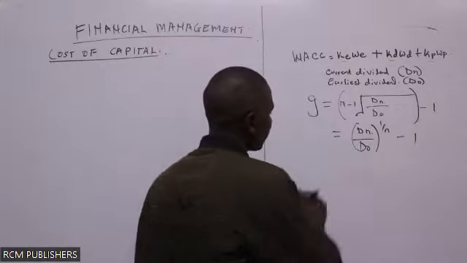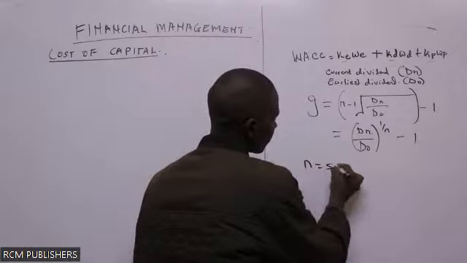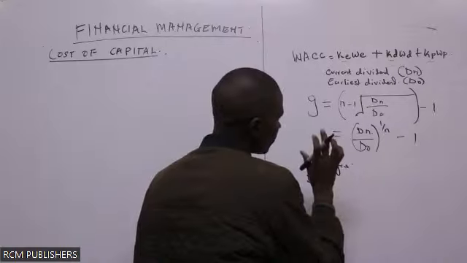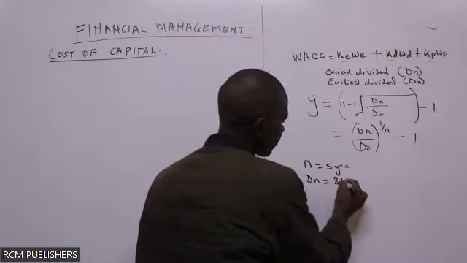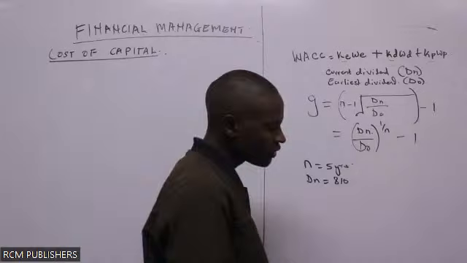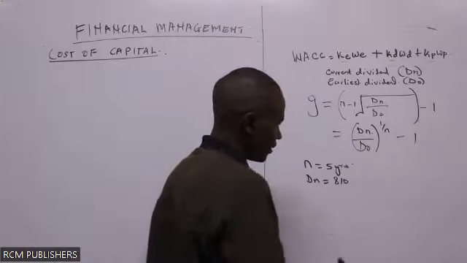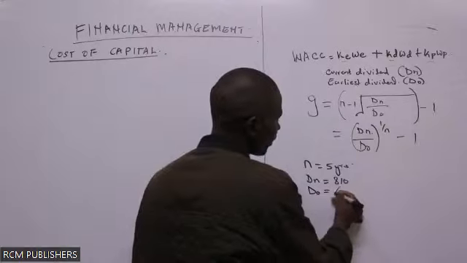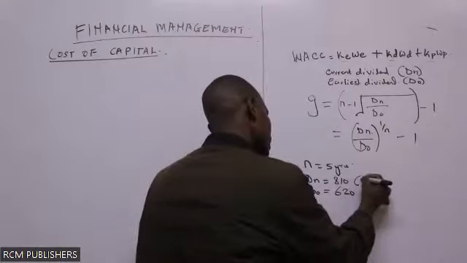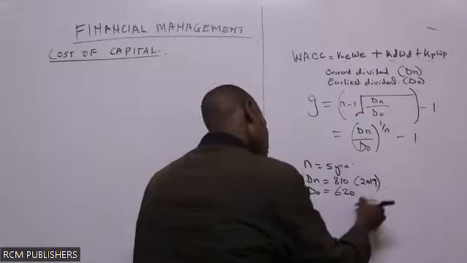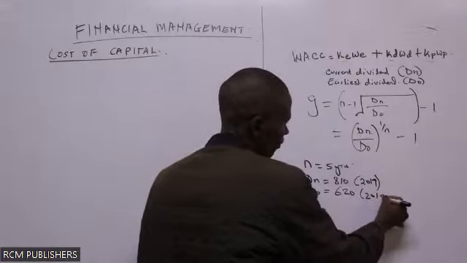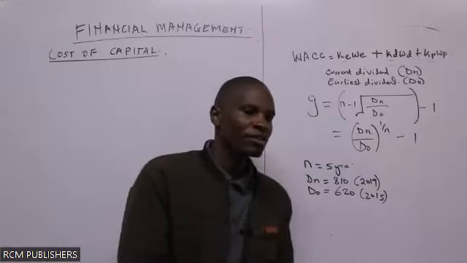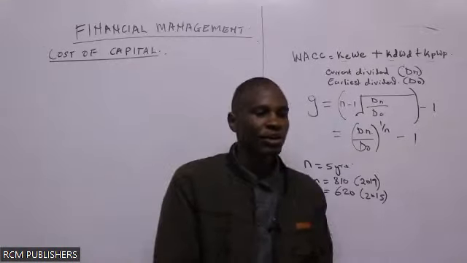We have n. N is 5 years. My Dn is equal to, what is our current? We are given 810. Of course, everyone can see it is 810 in 2019. Then we have our D0, which is our earliest dividend of 620 for 2015. This equals 2019, your current, now equals 2015. Now, can you compute for me the growth rate using either of the formulas?